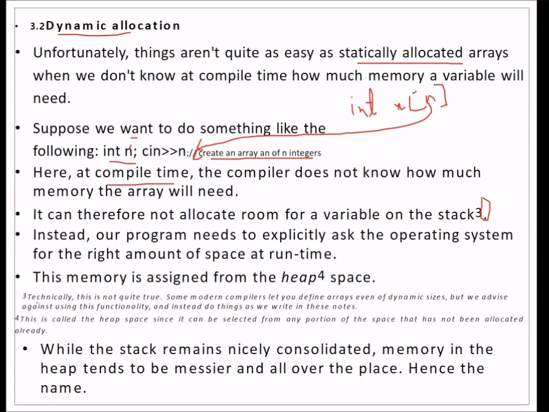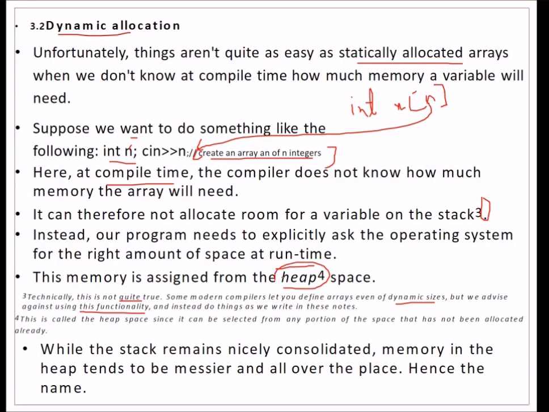Let us see what it says. Technically this is not quite true, since modern compilers let you define arrays even of dynamic sizes, like variable length arrays, etc. But we advise against using this functionality and instead do things the way we write in these notes. This is because, let us go the trivial way, our program needs to explicitly ask the OS for the right amount of space at runtime, not at compile time, but at runtime. This memory, which I indicated earlier also, is assigned to the heap space.